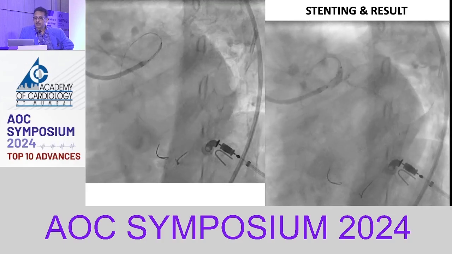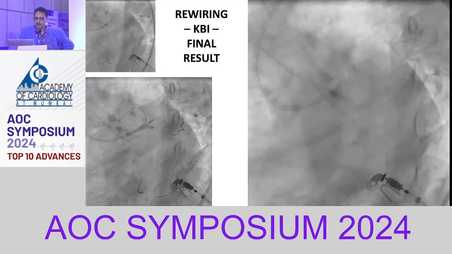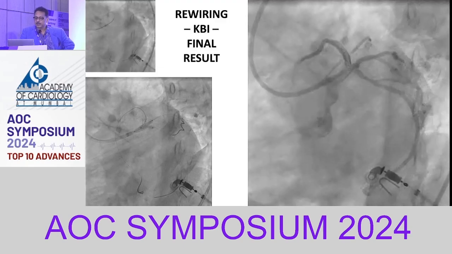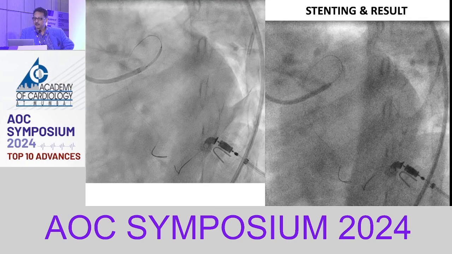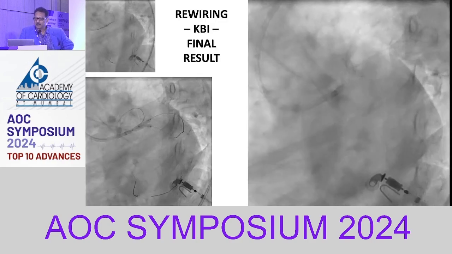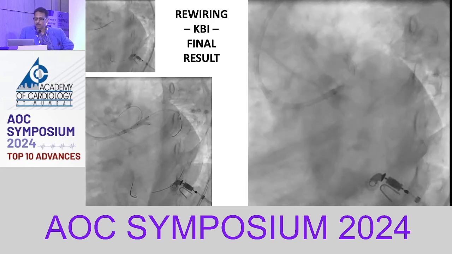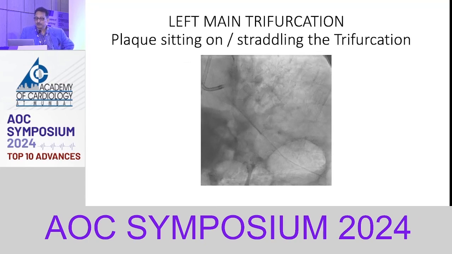And there was a minor dissection left at the ostium of the ramus. If you see the last picture, there is a minor dissection there, but this was an IVUS assisted intervention, so we could leave it alone. There was no luminal compromise, and we could achieve an excellent result.